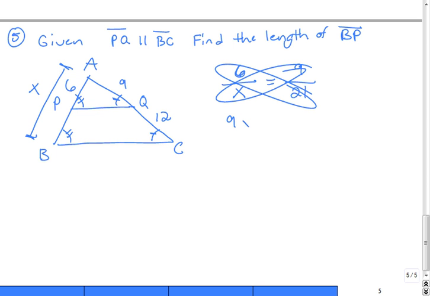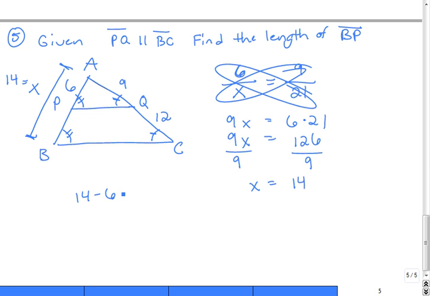So I get 9x is equal to 6 times 21. 6 times 21 is 126. So that's 9x. I'm going to divide both sides by 9. So x is 14. And then to find BP, I'm just going to do 14 minus 6, which is equal to 8 feet, which is BP. There are other ways to do this, but this is how I solved it.